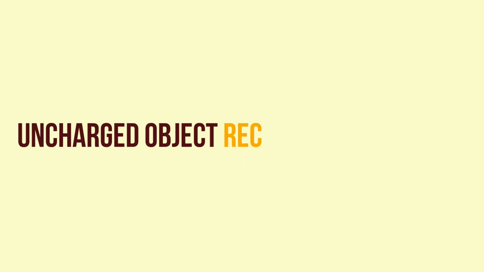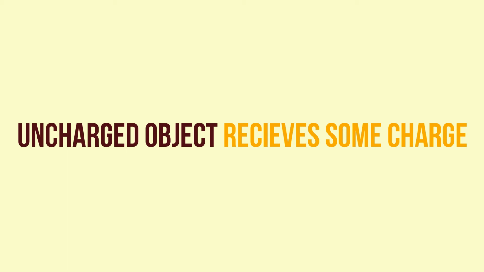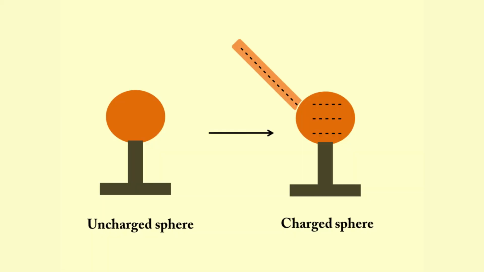Then the uncharged object will receive some of the charge from the charged object. For example, let us take an uncharged metal sphere. This metal sphere has a base stand made up of insulator to avoid the charge leakage. Now bring the charged object in contact with uncharged sphere.